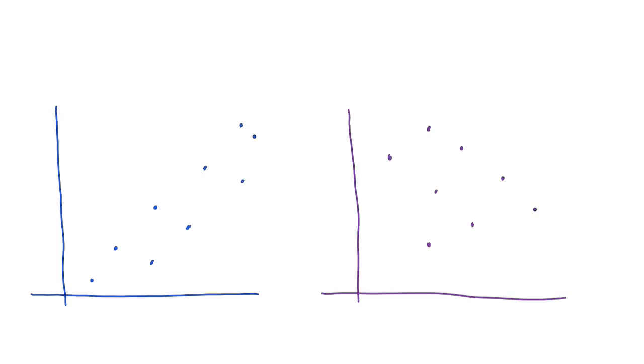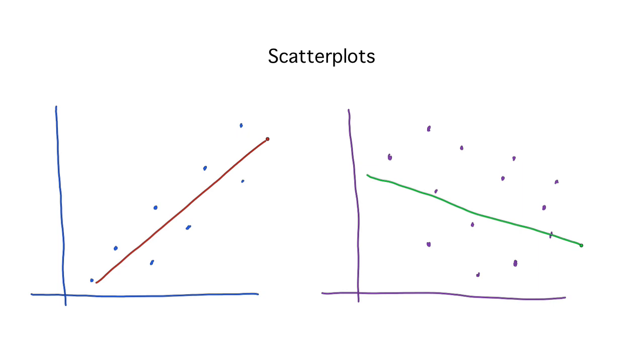Recall that we can visualize the relationship between two quantitative variables with a scatter plot. Our interest now will be in whether or not the relationship in each of these scatter plots can be summarized by a straight line. The line is an example of a model for the data. We can use the line to make predictions.